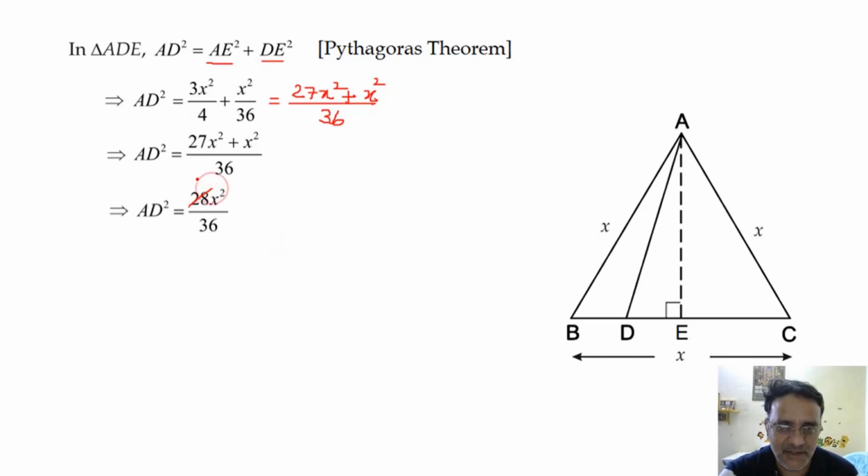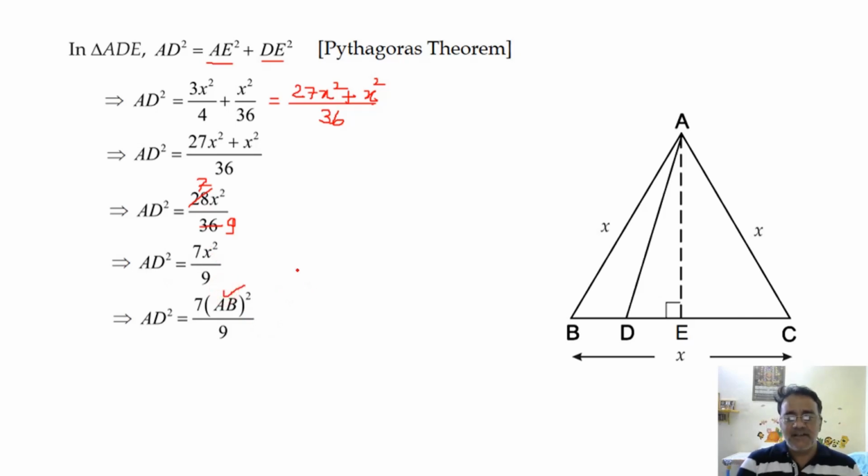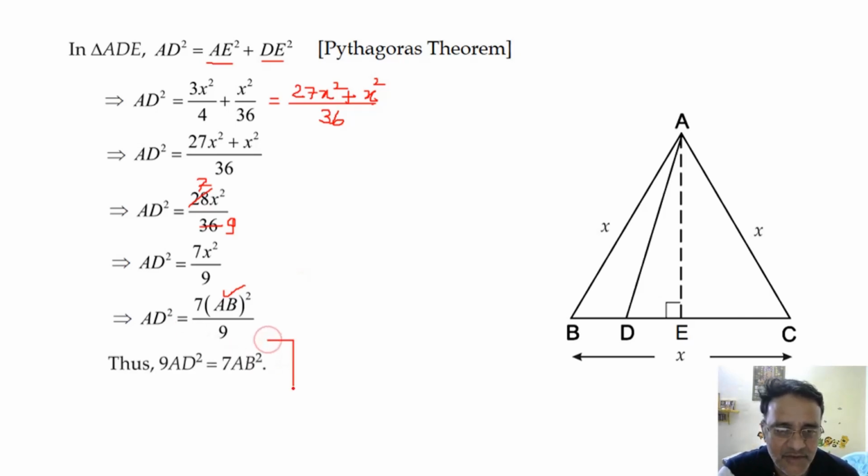So 4 cancels, look, 4 7s are 28, 4 9s are 36. So 9 AD square is equal to 7x square. Now x is replaced by AB. You can replace it by AC also, BC also, because all three sides are equal. So finally we get 9 AD square is equal to 7 AB square. Any doubt in this question? No, sir.